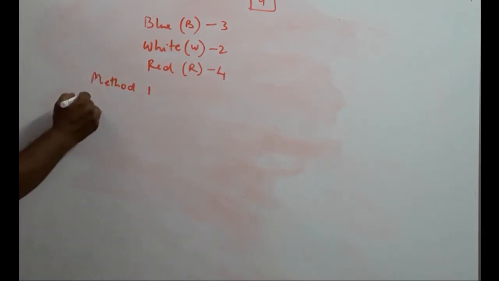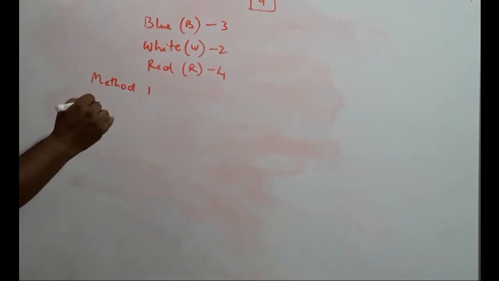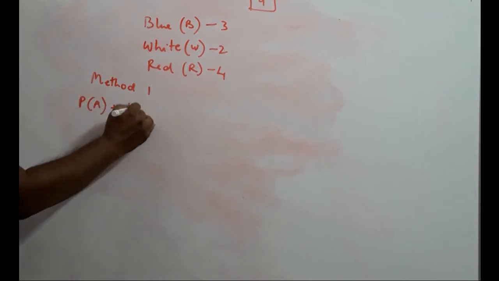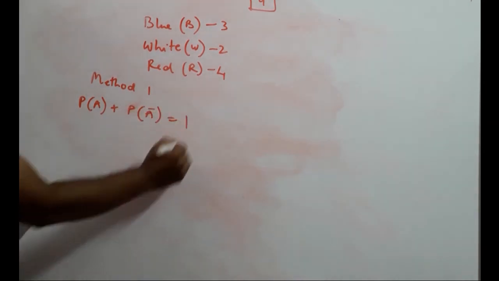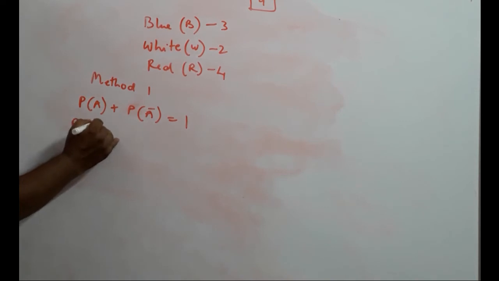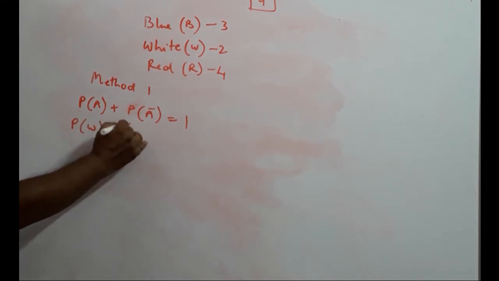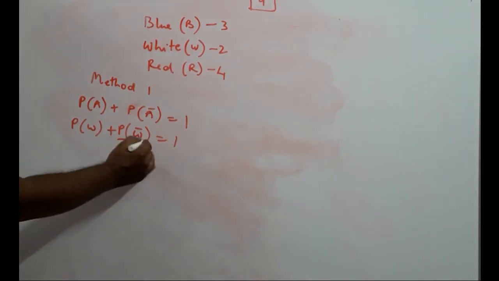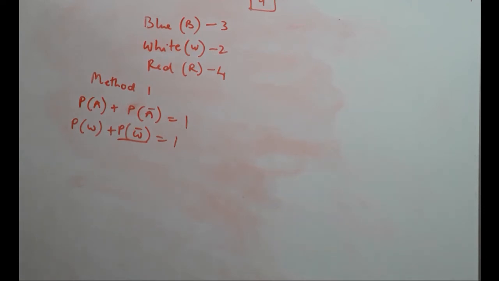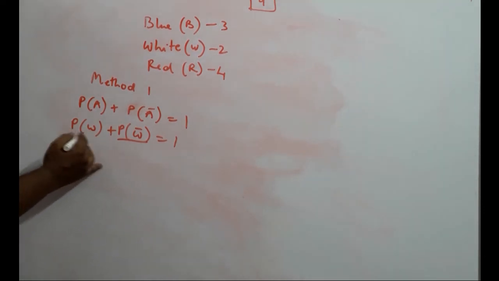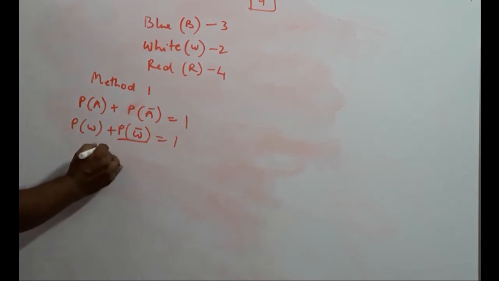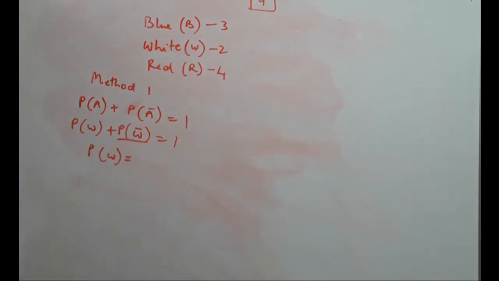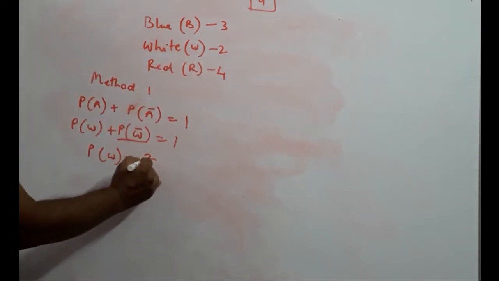So method 1. We had discussed mutually exclusive events, which is probability of an event plus probability of the event not happening is equal to 1. So similarly, probability of getting a white marble plus probability of not getting a white marble will also be equal to 1. We are interested in probability of not getting a white marble as per our problem. So let us find out first the probability of getting a white marble.